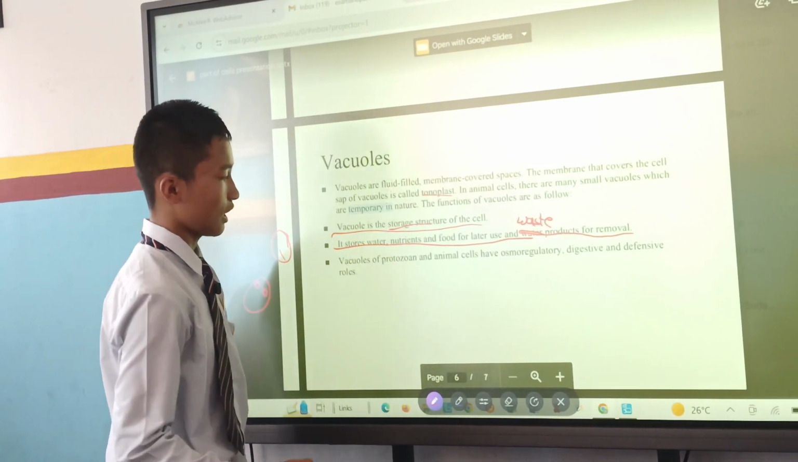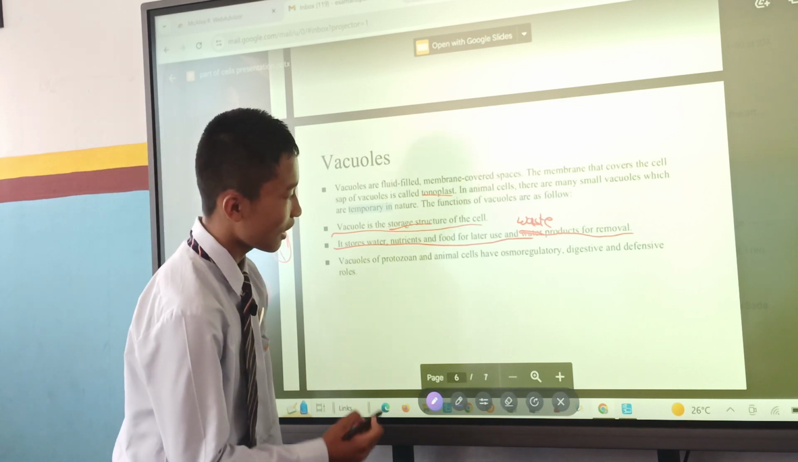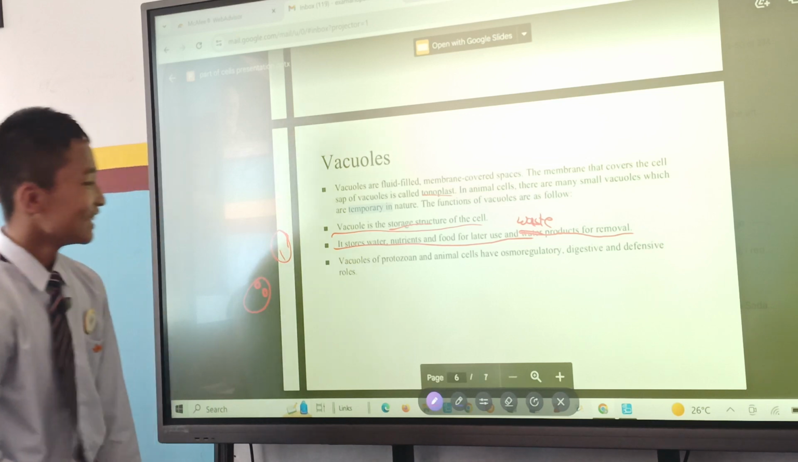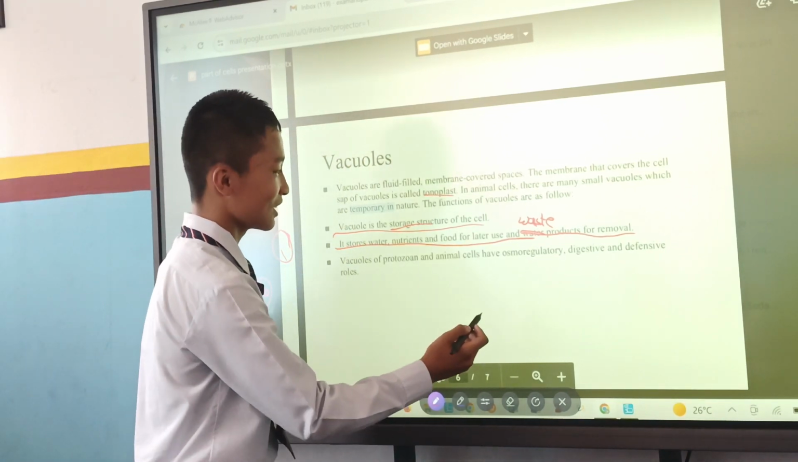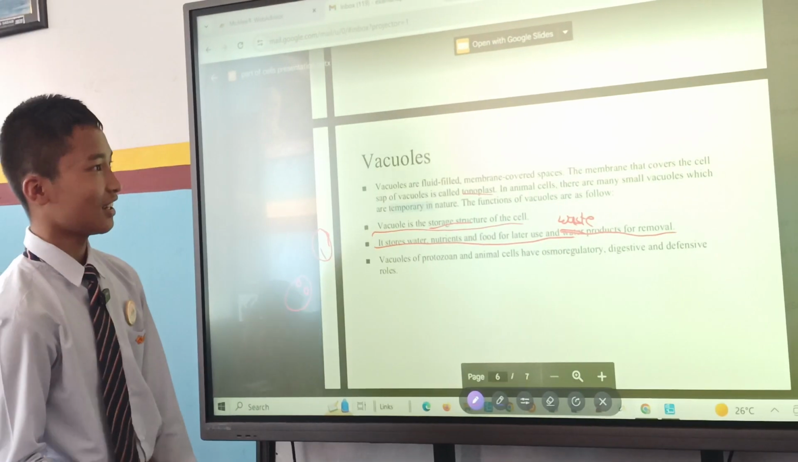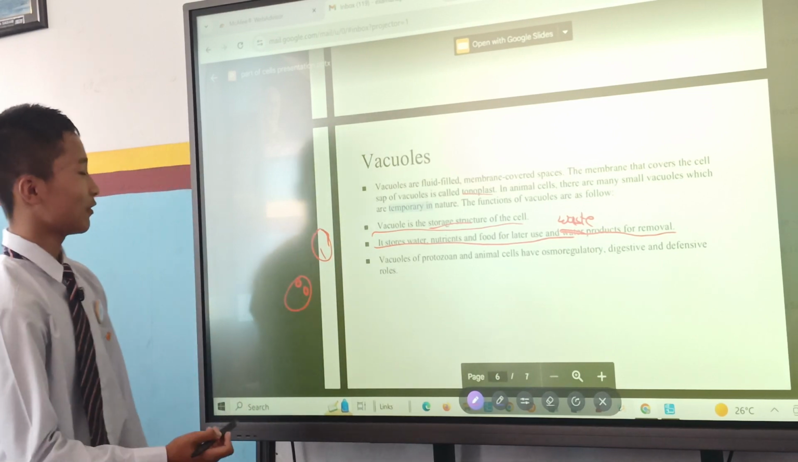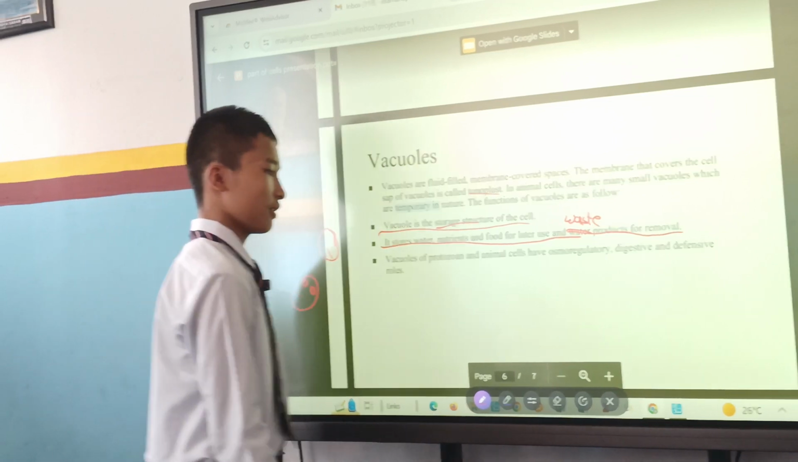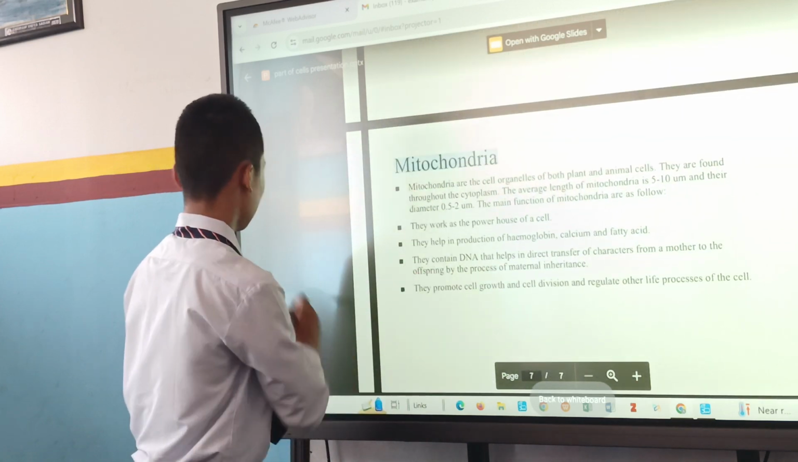Vacuoles of protozoan and animal cells have osmoregulatory, digestive, and defensive systems. Digestive and defensive systems, you already know.